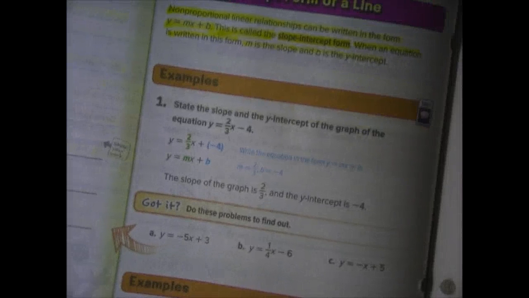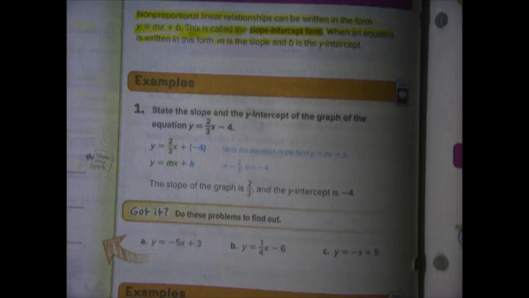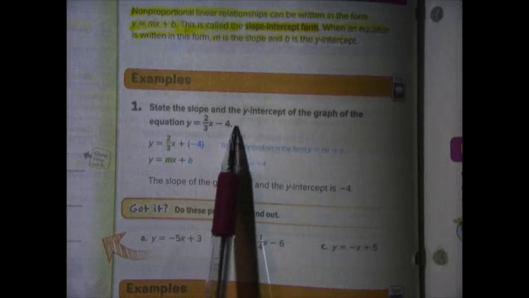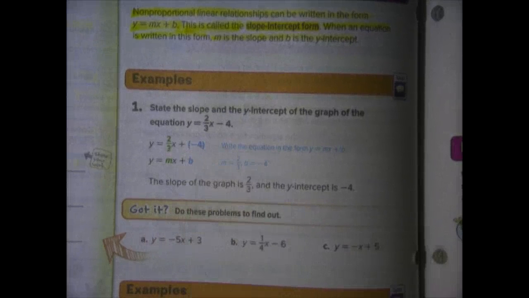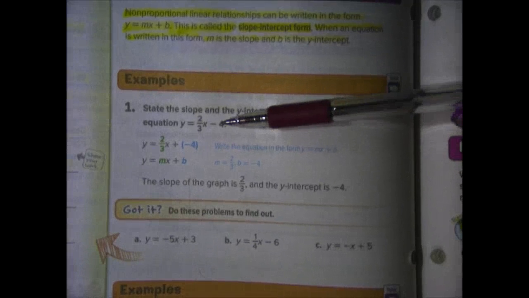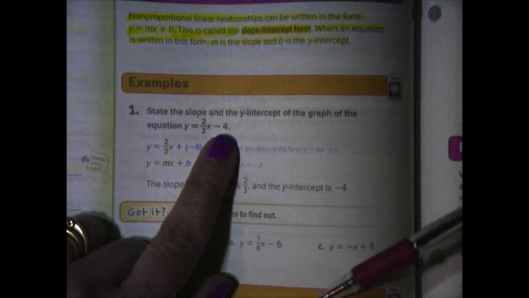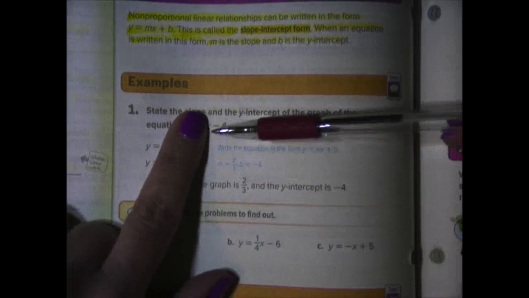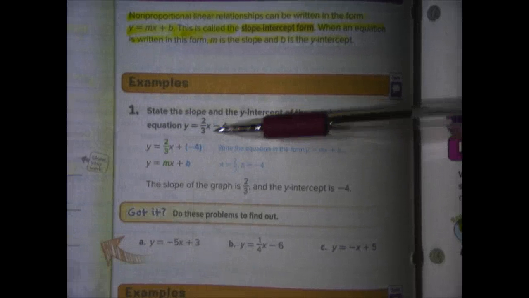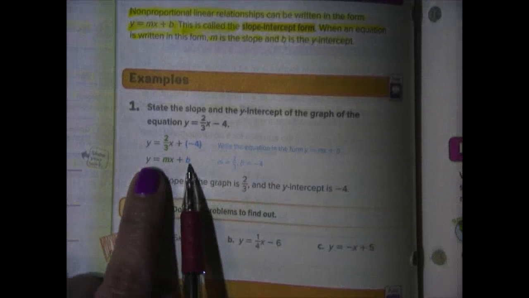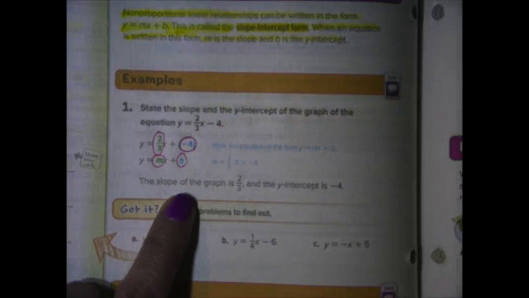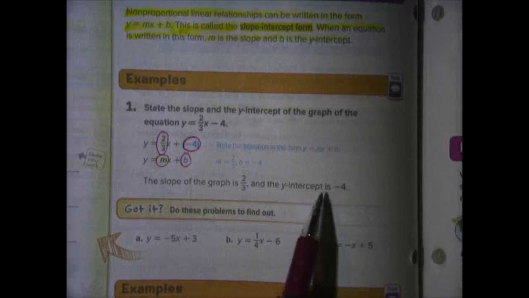Page 200, we're looking at example 1. It says state the slope and the y-intercept of the graph of the equation y equals 2/3 x minus 4. Now they do something here that I don't do. I don't like to do plus a negative, and we've talked about this quite often this year. If you look at this, is this 4 positive or is it negative? Well, we've said cover what's in front of it, and we can see that it is a negative 4. So there's no reason to do what they're doing here. If we have this in y equals mx plus b form, then the slope, the m, is the 2/3, and the b is the negative 4. So the slope of the graph is 2/3 and the y-intercept is negative 4.